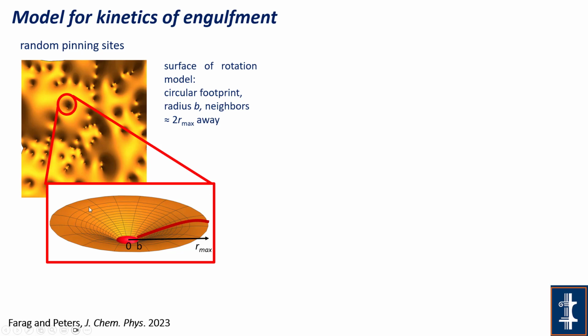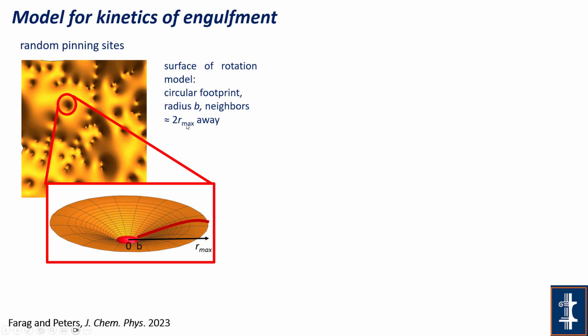And we want to think of that circular dimple as being a surface of rotation where we have a red ice-water profile depicted here. If I rotate that around the antifreeze protein's footprint, shown here in red in the center of this circle, then that's going to trace out the shape of that dimple. And that's the geometry in which we're working in this particular problem.